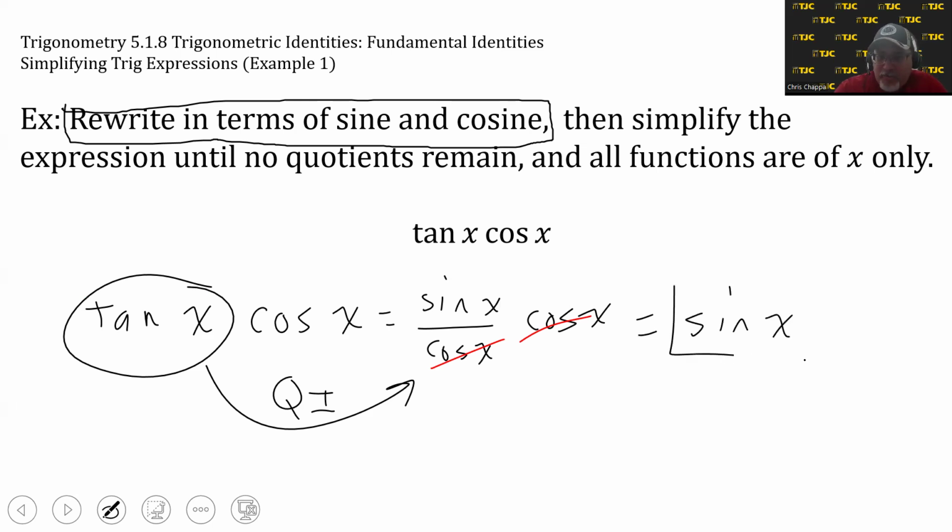And we're not going to get much simpler than that. We're down to one trig function. There are no quotients, aka fractions, and it's only a function of x. So this one was a pretty straightforward one, what I call one and done.